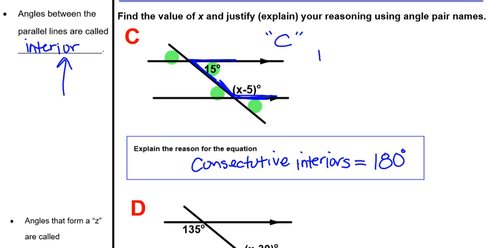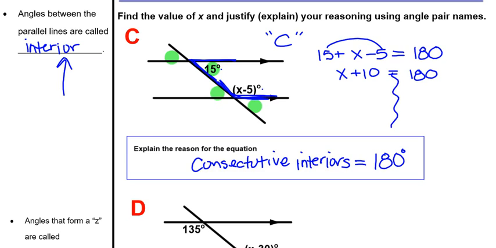So if I want to set up an equation, I have 15 plus x minus 5. Those are my 2 angles right there, 15 and x minus 5. When I add those together, I get 180 degrees. To finish this guy off, I would combine like terms. 15 take away 5 is 10. x plus 10 equals 180.